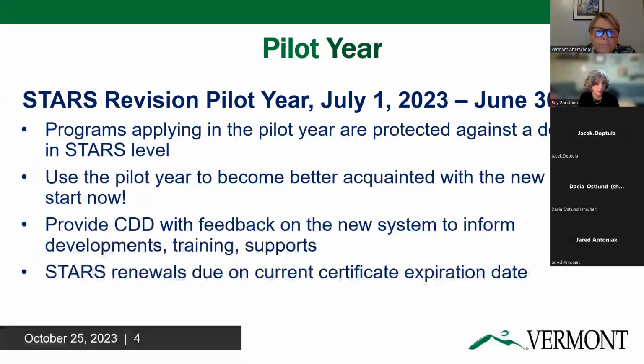And the year is also intended to provide us with feedback on the new system to help us inform any new developments, training, and supports that might be needed to help programs achieve higher STAR levels. And the renewals, your expiration dates are not changing. So if you were previously engaged with STARS and your expiration date was like January of 24, it's still going to be that. That's not changing.